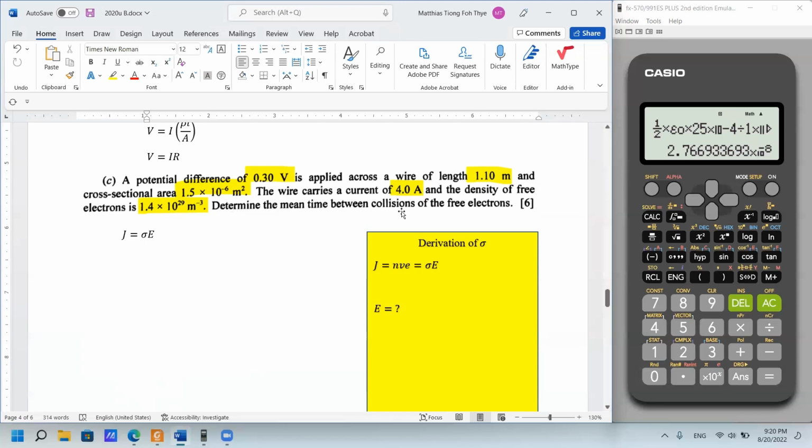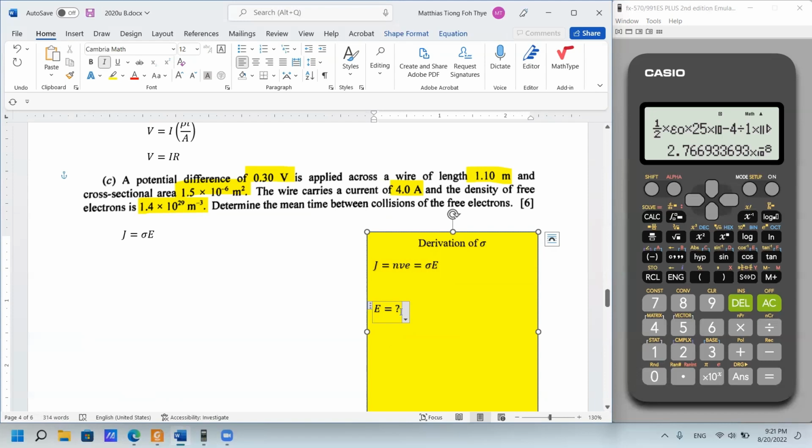So the mean time between collisions appears in the formula of the electrical conductivity that we have learned in the syllabus. So you need to recall the formula of sigma, and we can do the revision here. First of all, we relate the current density as nvE equal to sigma E. And from the roadmap video that I presented before, we are going to derive the formula of electric field strength and express it in terms of the drift velocity.